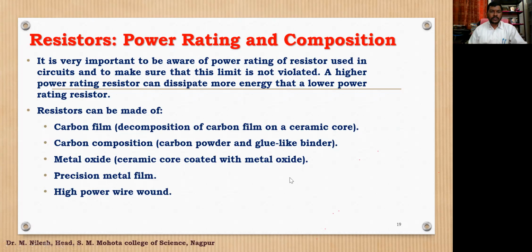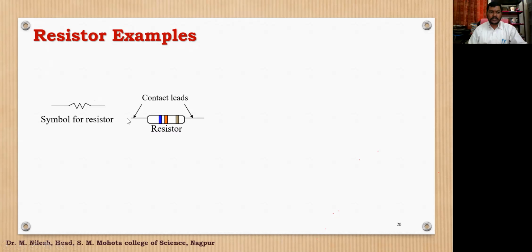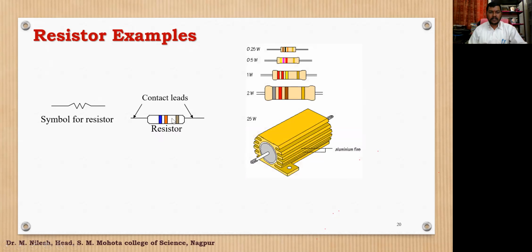So this was the power ratings. Yeah, these are some of the examples, so let us go through these examples. This is the symbol of resistance, USA and Japan, and we are also going to use this. And these are some of the contact leads. These are the color coding of resistance, and this is what I was telling you.